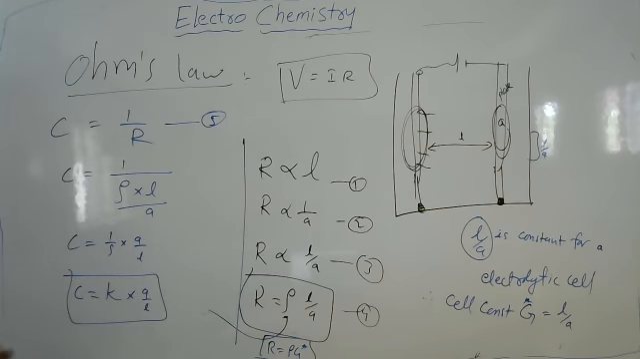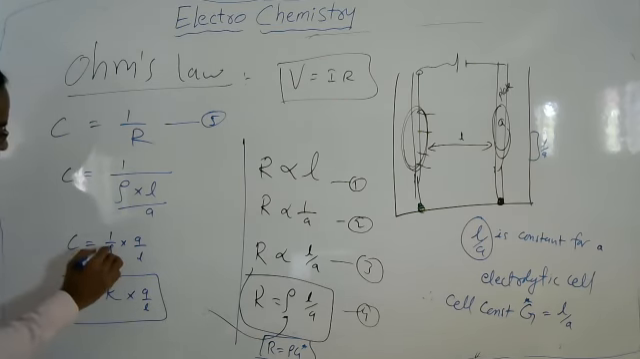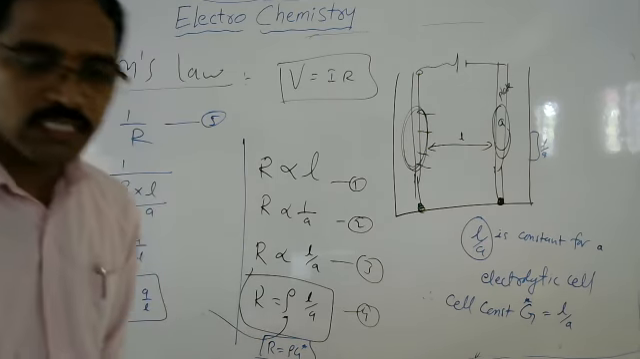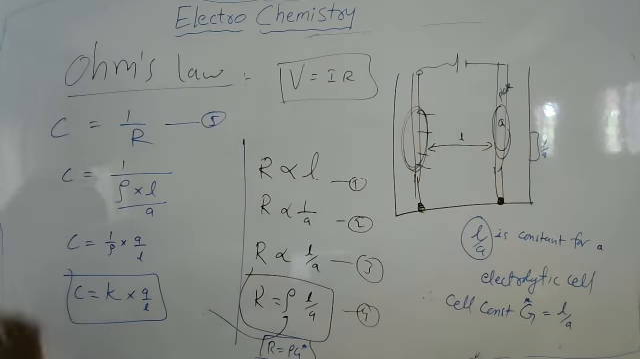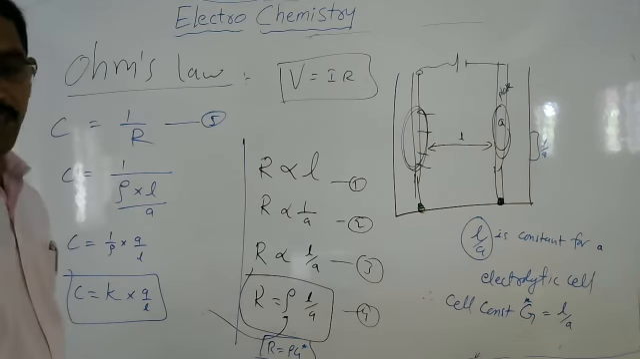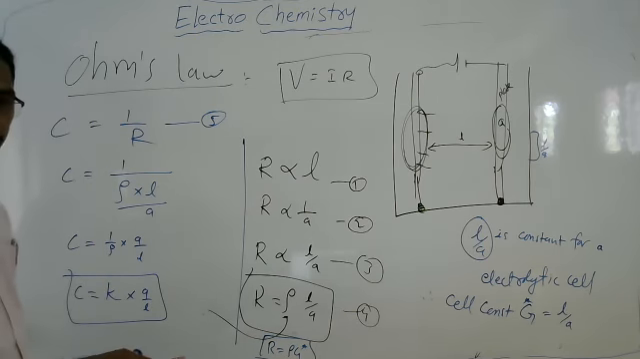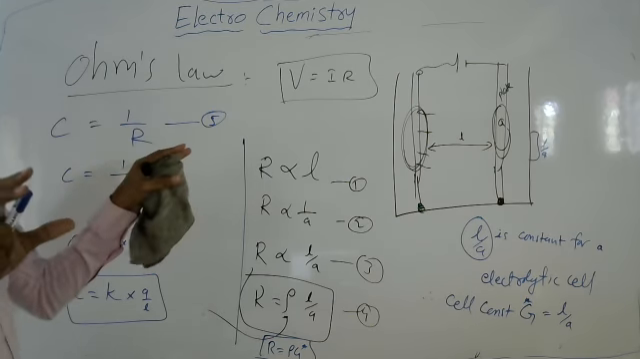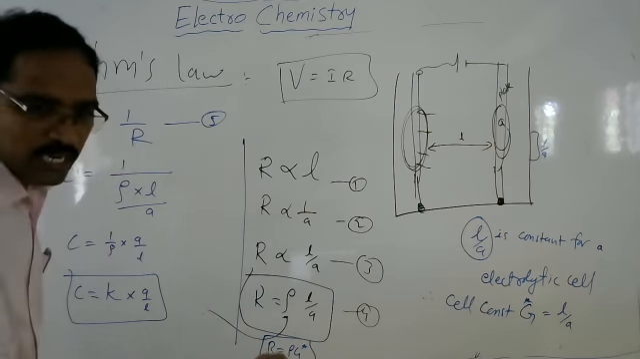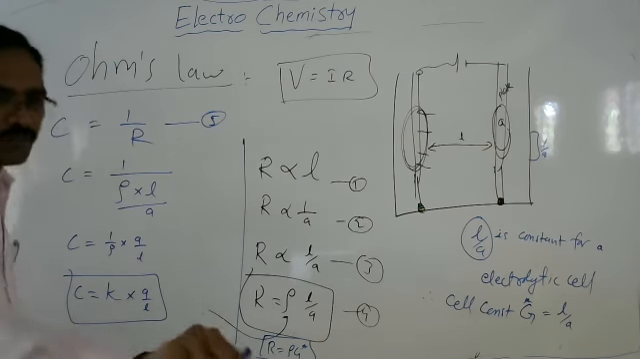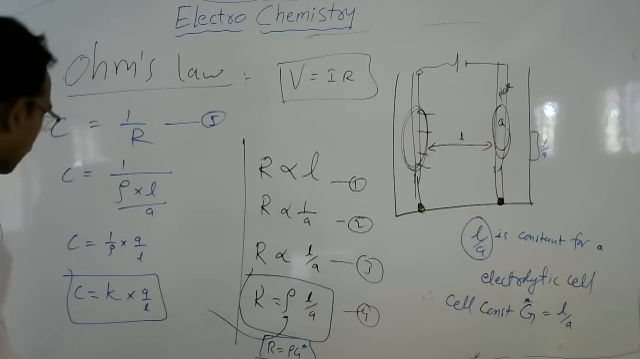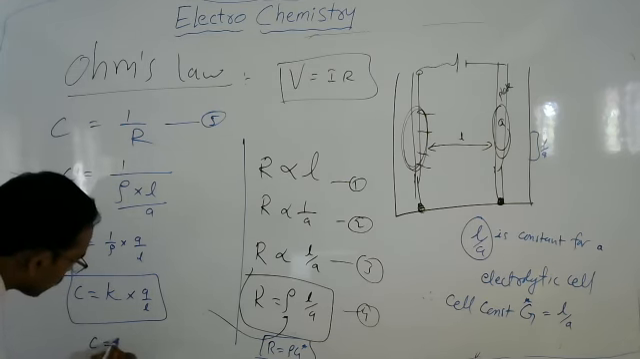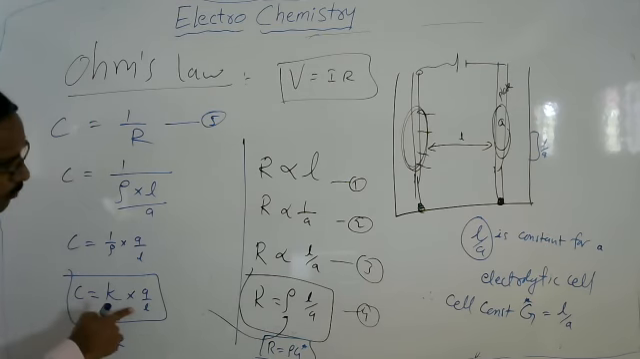Here one more formula. What is K here? K equal to 1 by rho. What is rho? Rho is specific resistance. Here K is specific conductivity. What is C? C is the conductivity, R is the resistance. Rho is specific resistance, K is specific conductivity. So C equal K into A by L.